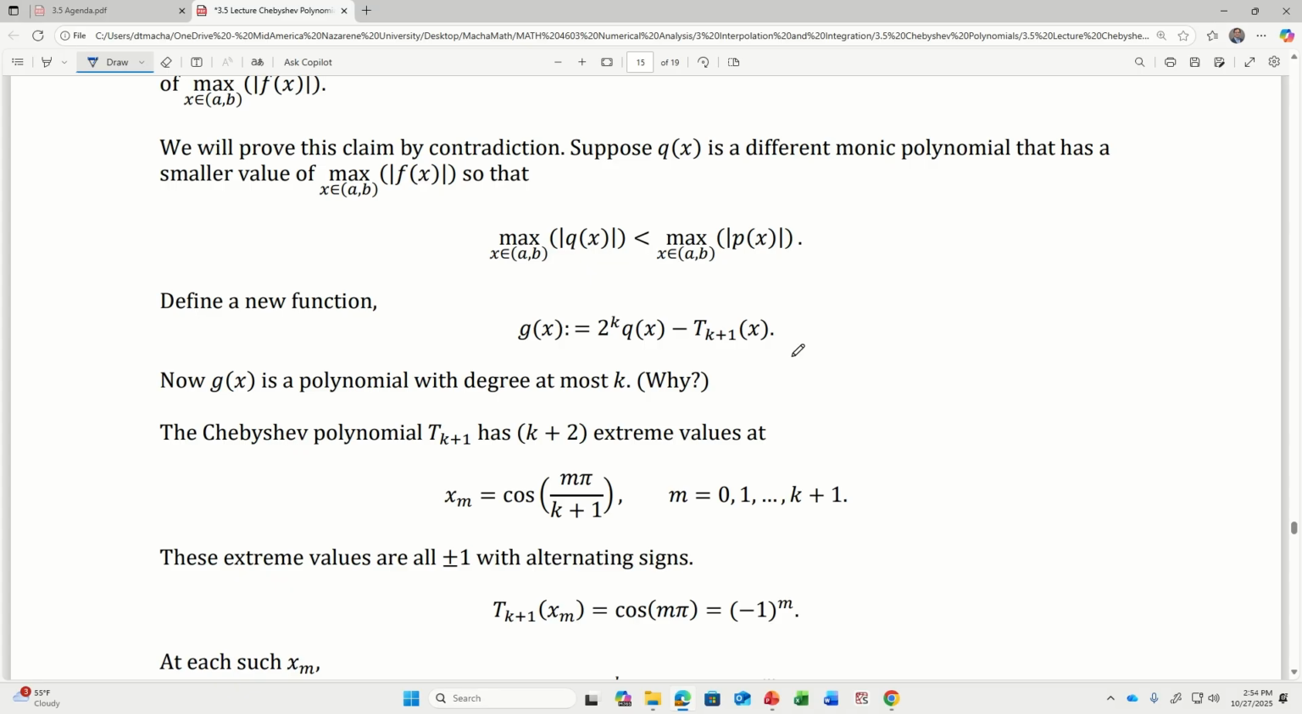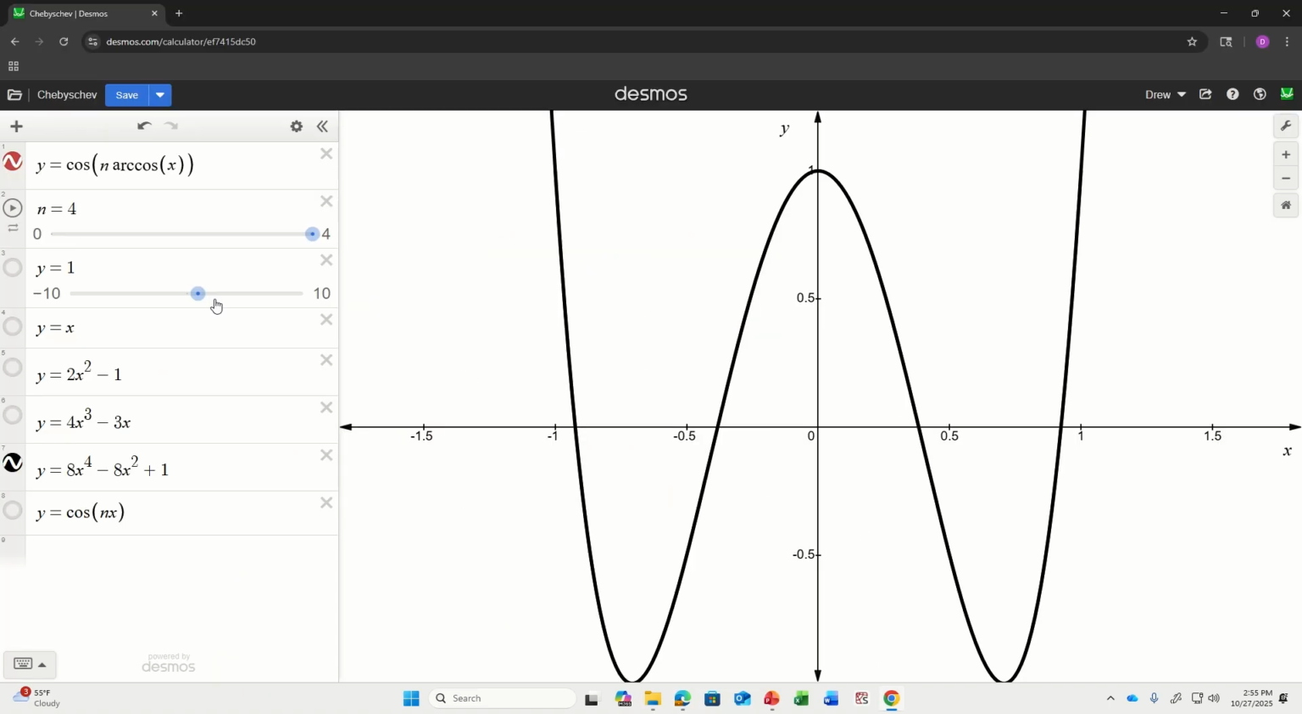Now, we know the Chebyshev polynomial has k plus 2 extreme values, and this is where they occur. Because the Chebyshev polynomial is going to be equal to cosine of n theta, which means that it's going to oscillate the way that cosine does. And using that logic, we can find the extreme values on the interval from x equals -1 to x equals 1.